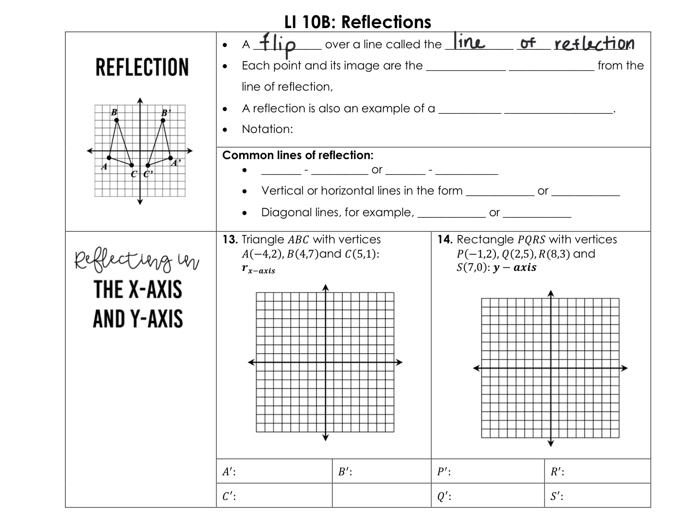It's a flip over a line of reflection where each point and its image, remember image is the after, each point and its image are the same distance from the line of reflection. A reflection is an example of a rigid motion. Remember, a rigid motion is when it stays congruent. So its position or the way it's facing might be different, but the shape itself should be the same.